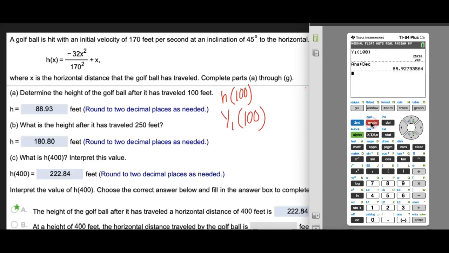And then when I come back here to the home screen, I can refer to alpha trace, but this time I'll select number 2. I'll also input 100.